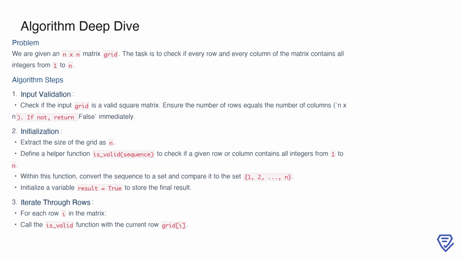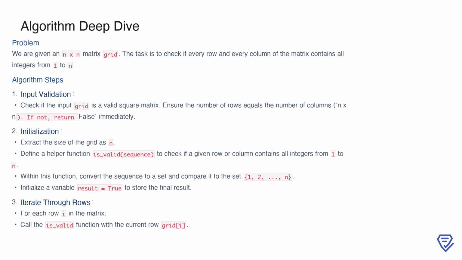Next, we initialize our process by extracting the size of the matrix as n and defining a helper function called is_valid. This function will play a key role by checking if a given sequence, either a row or a column, contains all integers from 1 to n. It does this by converting the sequence into a set and comparing it to the target set, 1, 2, ..., n. We also initialize a variable result to true to store our final outcome.